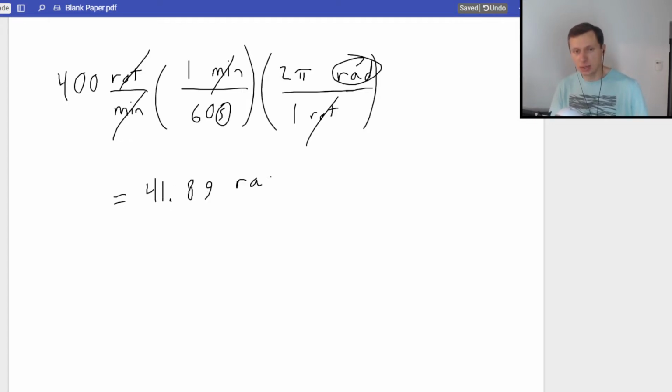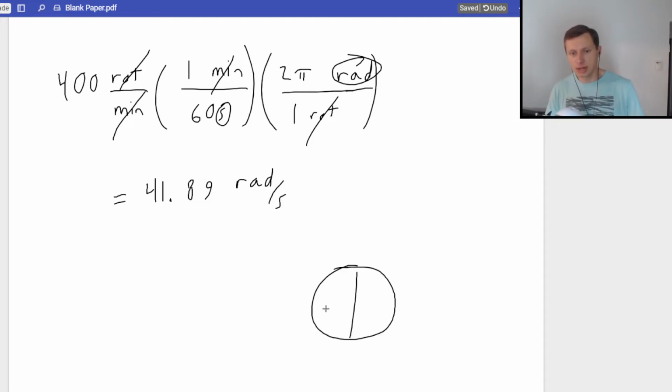41.89. And again, the units are radians per second. Now at this point, I also want to talk about what angular velocity is and what the difference between angular velocity and linear velocity is. So imagine my blades here of a helicopter. They're spinning around and around like this.